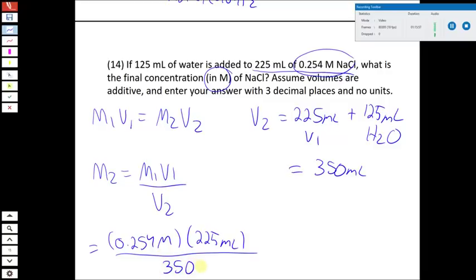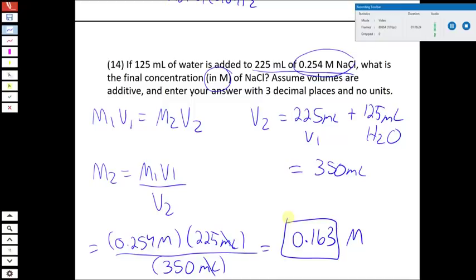For this equation, because it's a ratio of two volumes, we don't necessarily have to convert into liters. You would still get the right answer if you did, but we have milliliters for both of these, so milliliters cancels out. And when we multiply and divide, what we end up with is 0.163 molar. That number is what we would put into Blackboard, just to keep emphasizing that point, although I think most of you get that part okay.